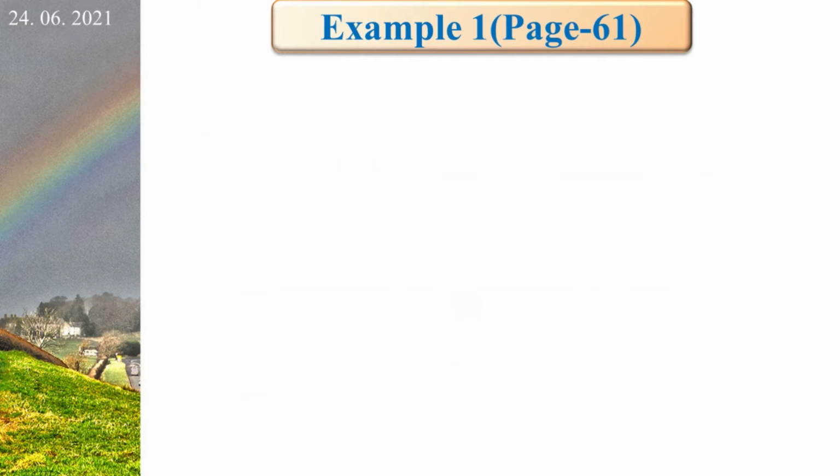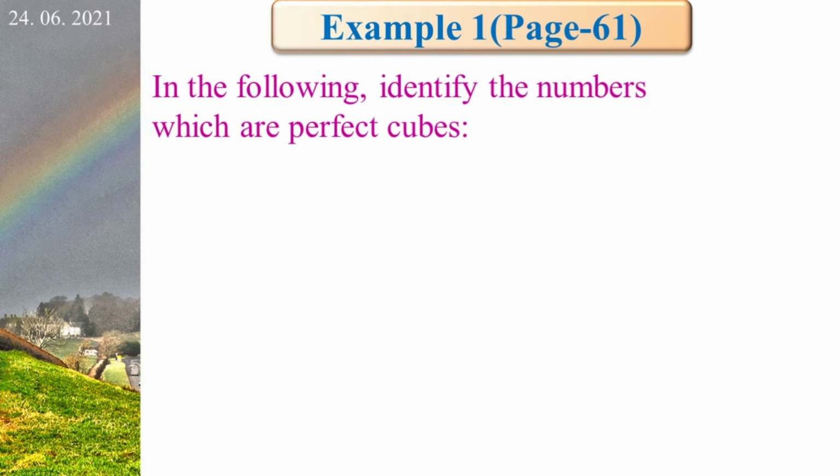Now let's see an example sum. In the following, identify the numbers which are perfect cubes. 3375. Dear children, how to identify a perfect cube for a given number? Do you know? Yes, we find the prime factors of the given number. Then we make groups of 3 equal factors.